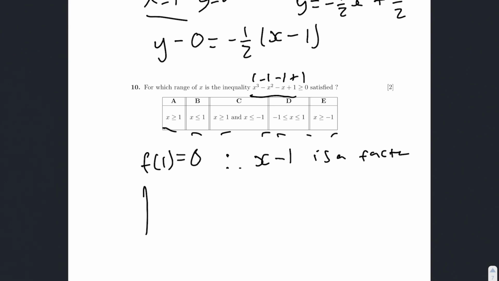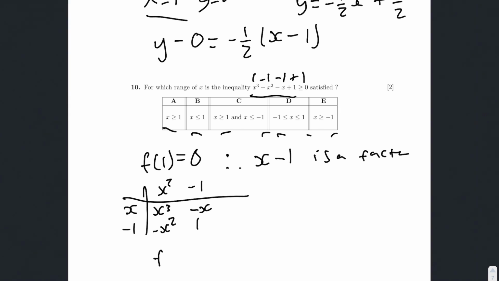So that concludes that x minus 1 is a factor. So if x minus 1 is a factor, I'm going to divide through by x minus 1. So we need an x cubed here. So this is x squared, this is minus x squared. That's fine. Then we need minus x here. So we know that this is minus 1, and then this is 1, and that's all we have.